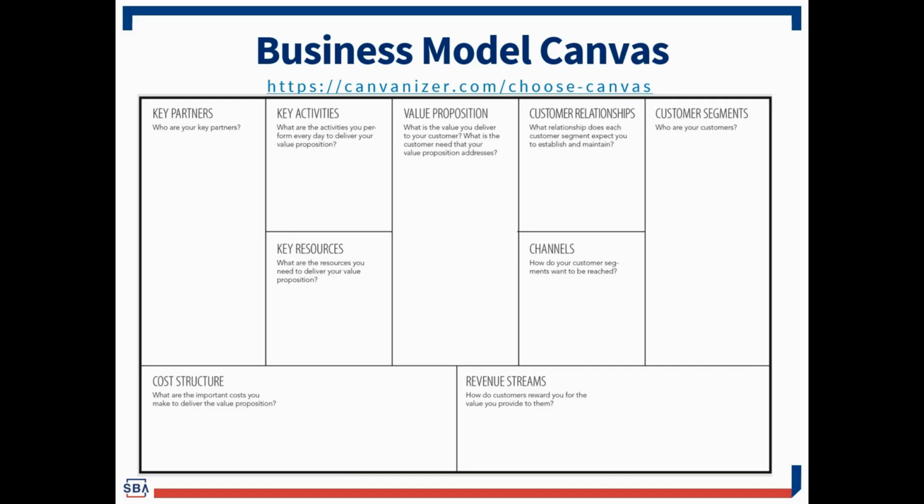And now the bottom is part of our financial model. So we have our revenue streams. How do customers reward you for the value you provide to them? What are my revenue streams that are bringing revenue to my business? How many revenue streams do I have? And then what is the cost structure? What are all of my expenses? And we're going to get into detail: my fixed expenses, my variable expenses, my farmer's market booth fee, my delivery cost, my gas, my marketing supplies, feed and care. All of those things are part of the cost structure.